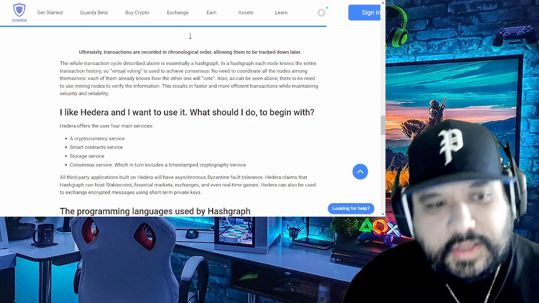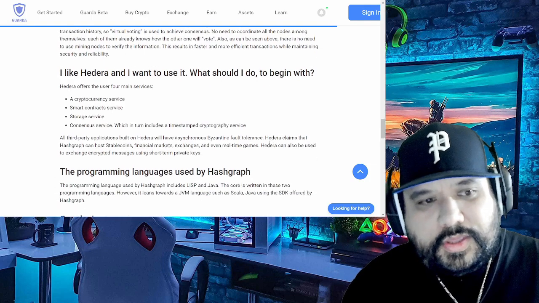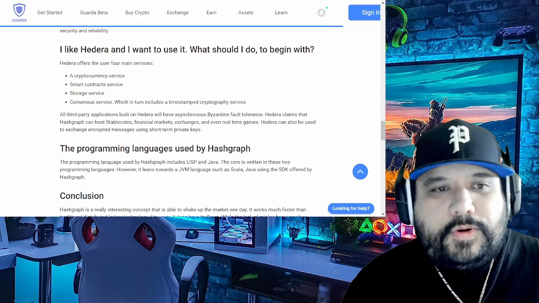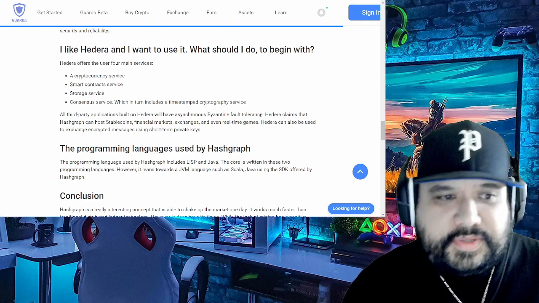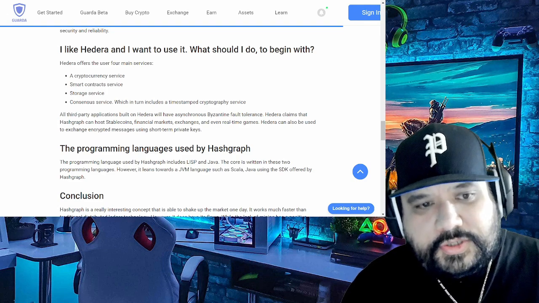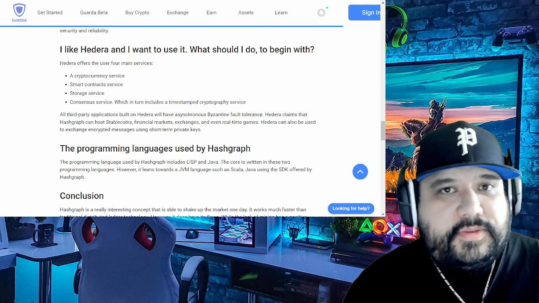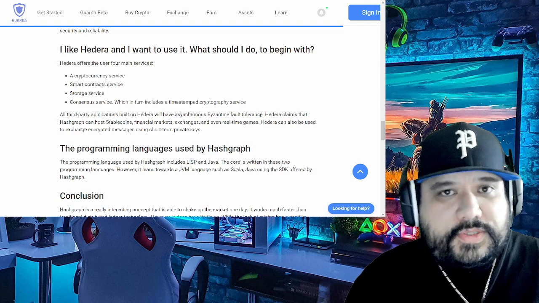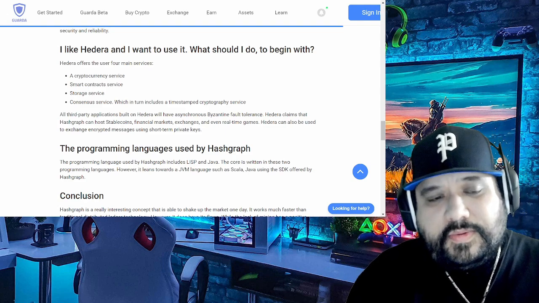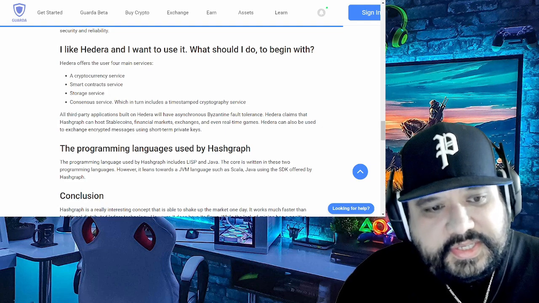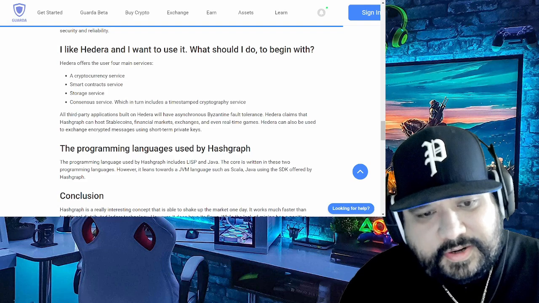That does make sense. I like Hedera. I want to use it. What should I do to begin with? Hedera offers the user 4 main services. Listen to this. A cryptocurrency service, duh, right? Smart contract service, that's good. Storage service, that's another area that sometimes is overlooked, and by the way, storage services are really starting to stand out. Consensus service, which in turn includes a timestamp cryptography service.